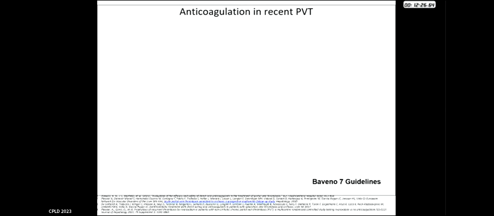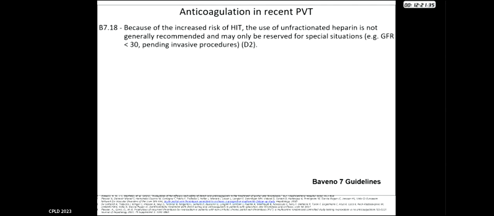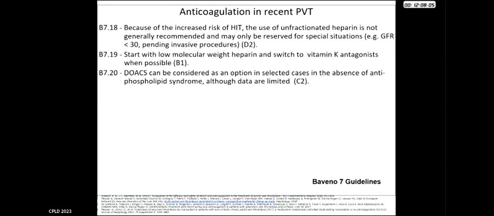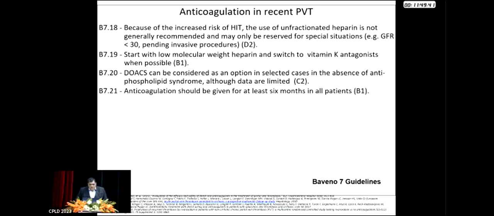Then recently we had the Baveno 7 guidelines. I'm not going to go into details of PVT because this will be covered by Dr. Sanjeev Sehgal in the next talk. But again, coming to the choice, unfractionated heparin should not be used because of the high risk of heparin-induced thrombocytopenia. You start with low molecular weight heparin and then switch to vitamin K antagonists, and DOACs are considered an option in selected cases in the absence of antiphospholipid syndrome. This is important because in patients with antiphospholipid syndrome, the efficacy of DOACs is controversial and the risk of bleeding is higher. So these are the patients where we should not be using DOACs.